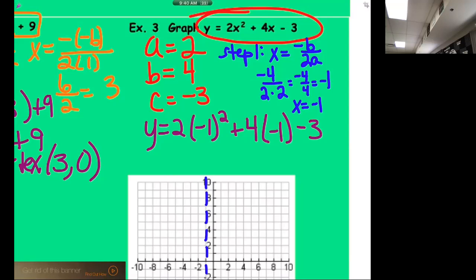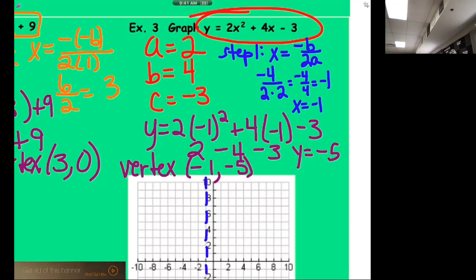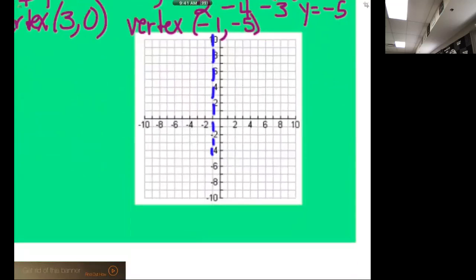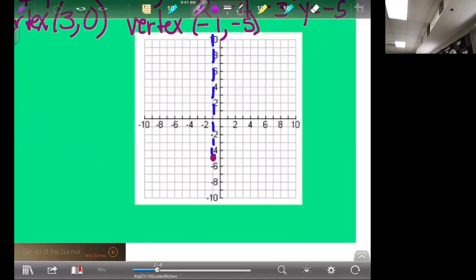Hunter, what do I get when I take -1 squared and then multiply by 2? 2. Sophia, what do I get when I take 4 times -1? And -3. So Grady, what does that give us total? Yep. Okay, so y equals -5, x equals -1. So our vertex is -1, -5. So that is where we're going to graph our vertex at -1, -5, way down here.